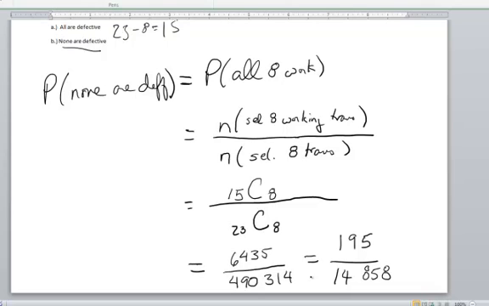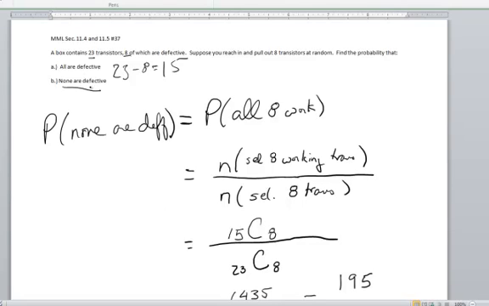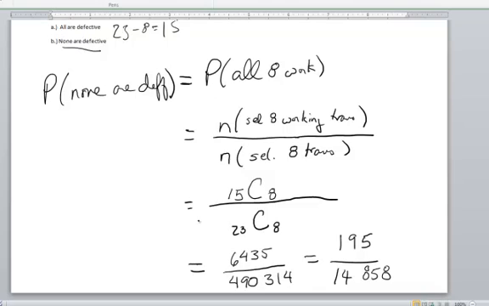So again, what made the second question a little more difficult was when they said none are defective, we had to realize that that meant that all 8 selected were in working order. And once we realized that, it came down to the question of counting up our sample space. Our sample space still had 23 objects. We were choosing 8. But now what constituted a favorable event, there were 15 favorable outcomes. That is, any one of those 15 is a favorable outcome, and we're choosing 8 from amongst those.